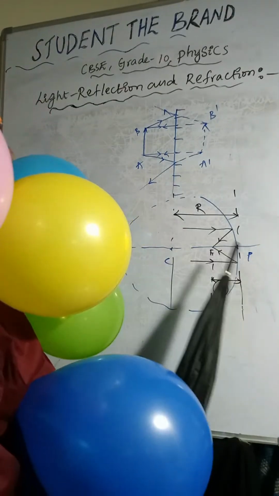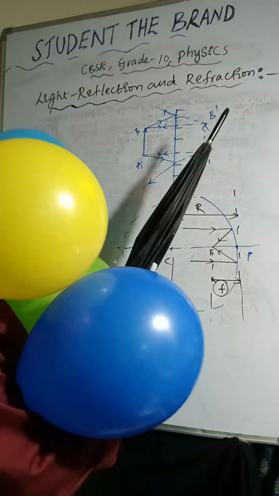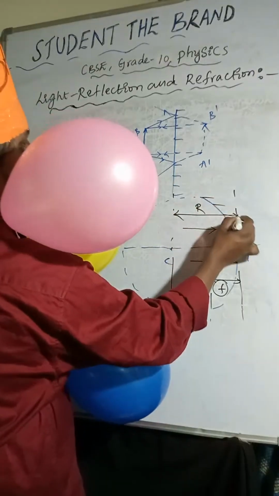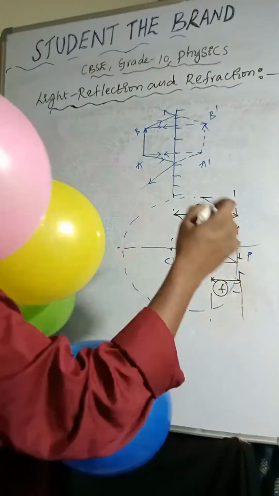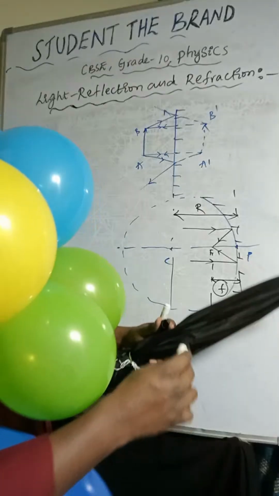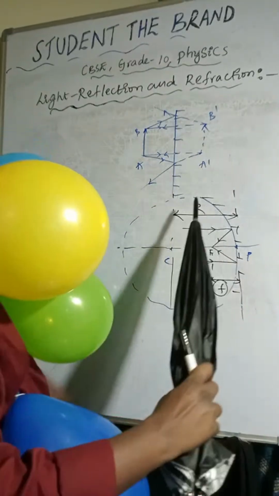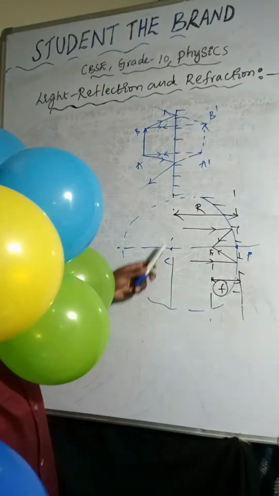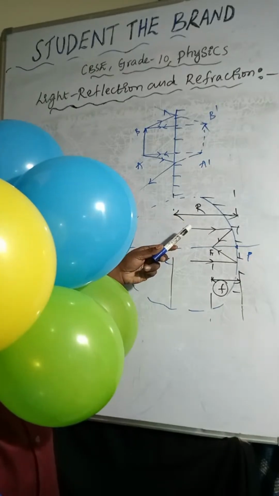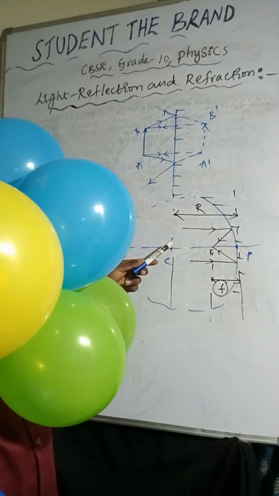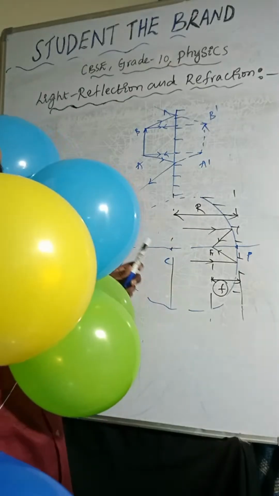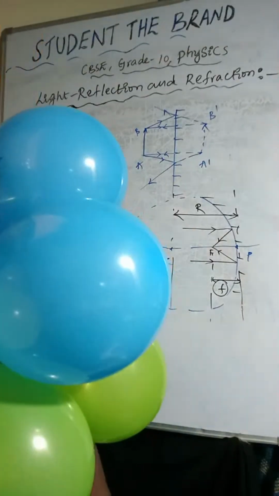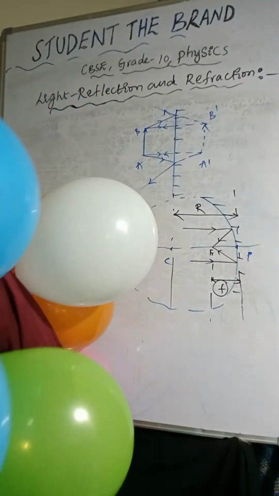I hope it is very clear. And the width of the mirror is called aperture. Here I took the concave mirror. We take the width of the mirror only where reflection is taking place. The reflecting surface is called aperture. That's enough. This is about terms related to spherical mirrors.